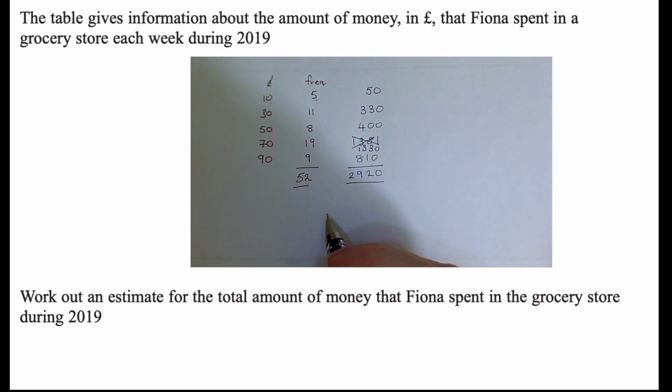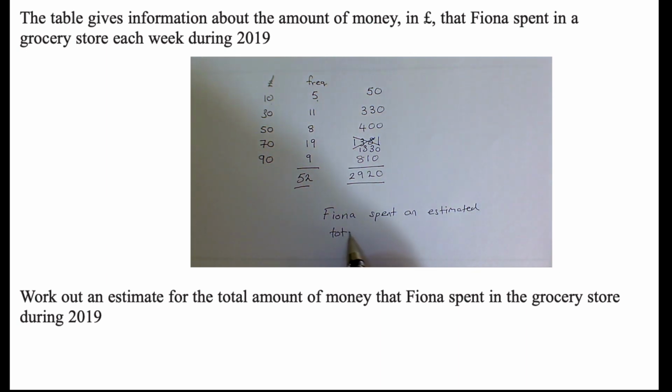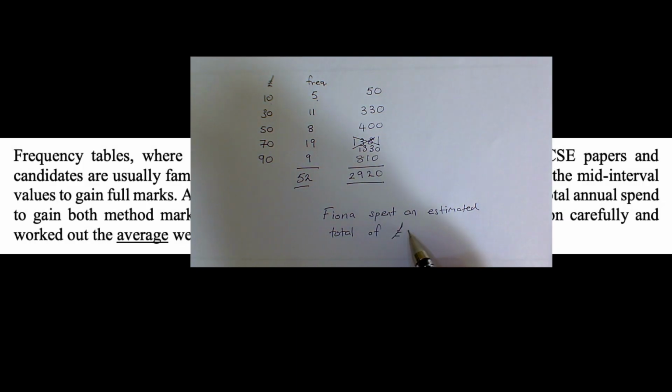Now I'm going to write down a sentence conclusion, and the reason I'm doing that is because many students in this country are going to make a mistake here. They're going to now divide their answer by 52, thinking they're working out an average weekly spend. That is a kind of question they ask in these exams, but it's not the question we're being asked here. So make sure we give a total, and by writing the sentence I'm going to make myself do the correct thing.